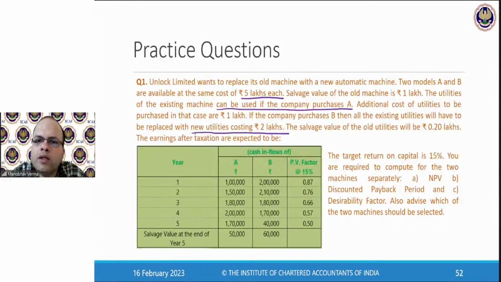Now, I want to ask you guys a question here. What would be my initial outflow for machine A and machine B? I want your answers with A and B here, please. I'm looking at the query panel. What will be my outflows, guys? In case of machine A, in case of machine B. You can say A, so much amount, B, so much amount.